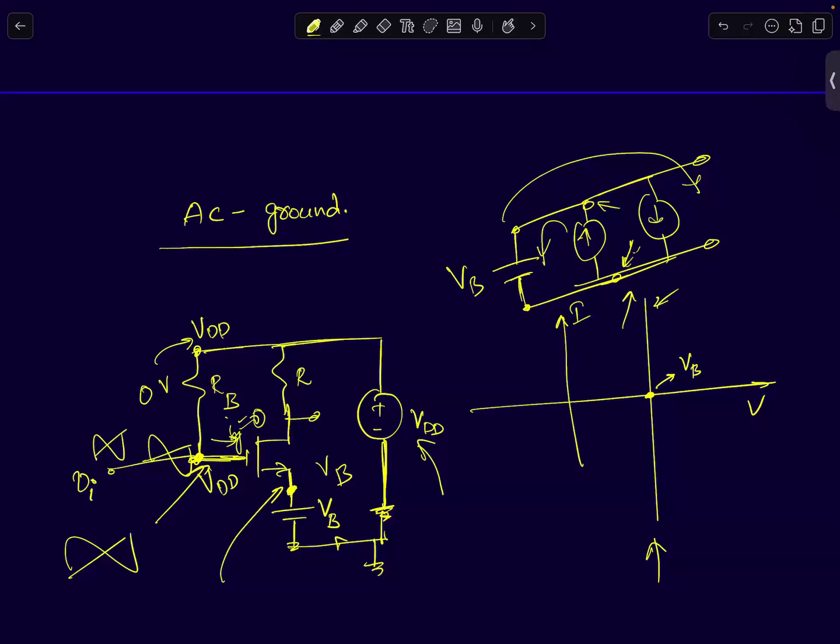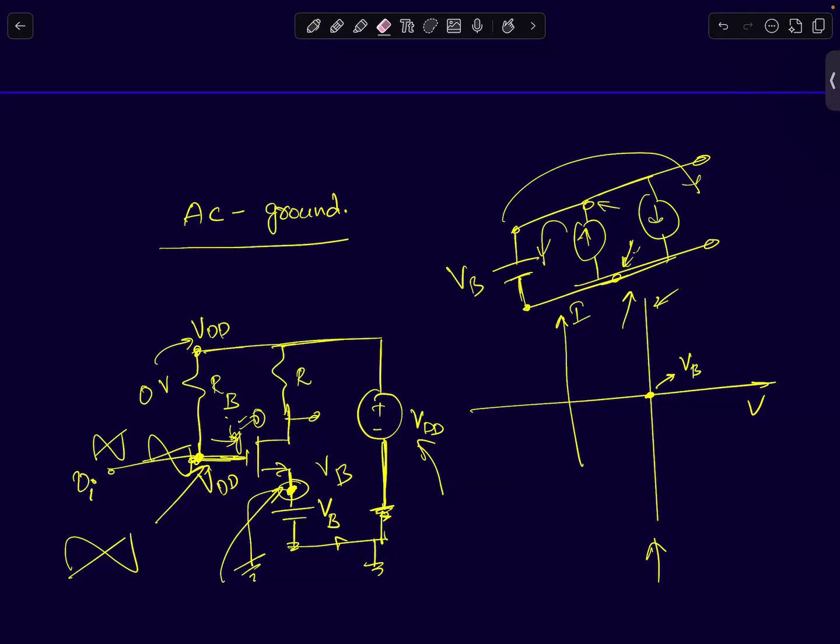Will there be any variations at the source terminal? I have forcibly connected it to a DC voltage source. You will see no variation at all, right? Therefore, we call this AC ground. We call it a ground because it's not changing at all. The node voltage is not changing, even if you inject AC current.